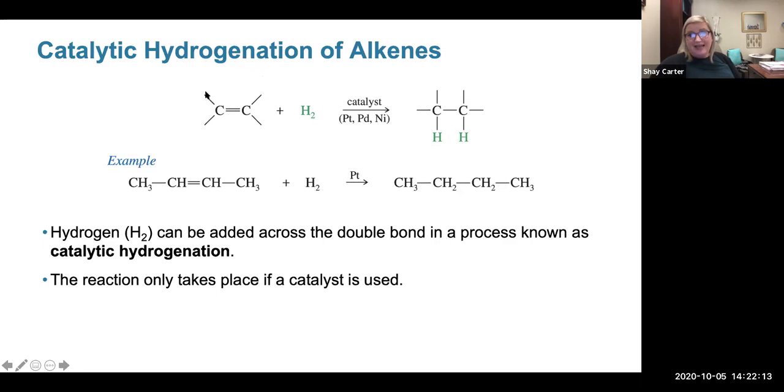So typically our alkene is in the liquid phase. Our hydrogen gas is in the gas phase, and then our catalyst is in the solid phase. So we have many different phases going on. And so we add our hydrogen across the double bond. Now this only happens if we have a catalyst that is there.